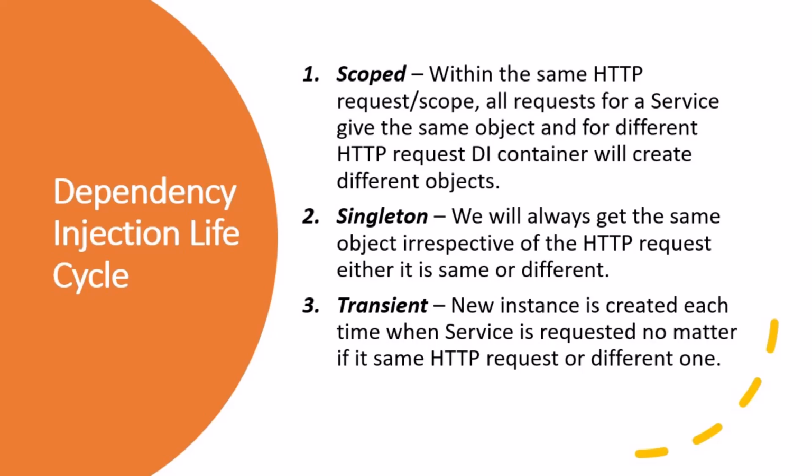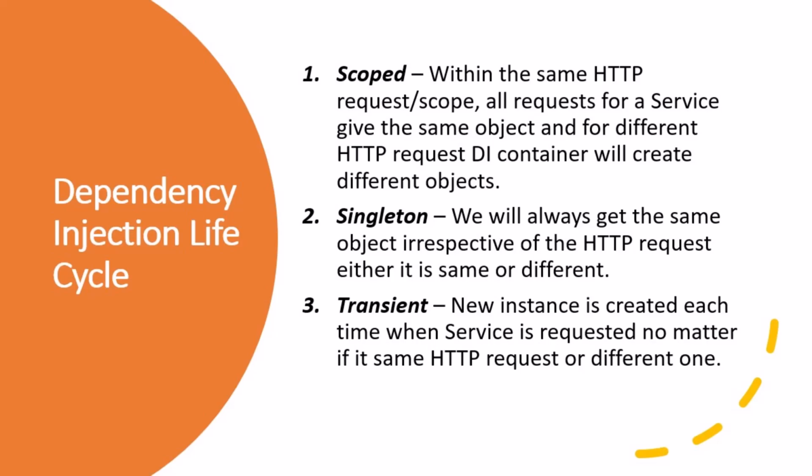Scope means for one HTTP request it will create a new object and it will provide the same object every time it is requested within the same HTTP request. But for a different HTTP request, it will again create a new one and provide it when requested. Singleton means it will create the object whenever it is requested for the first time, and then it will provide the same object whenever it is requested, no matter if it is the same HTTP request or a different one.